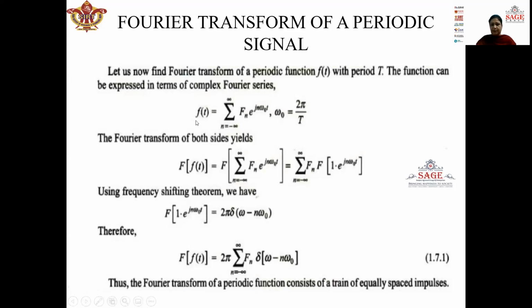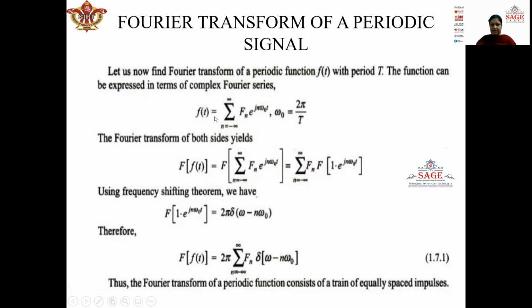Now, consider any periodic signal f(t) for which we want to find the Fourier transform. Consider this signal has a time period capital T. Since the signal is periodic, we can express it in terms of the complex Fourier series, which is given by summation F_n e raised to the power j n omega naught t, where n goes from minus infinity to plus infinity. Here, omega naught is the angular frequency, which is 2 pi by capital T, where T is the fundamental period of the signal. F_n is the Fourier series coefficient.